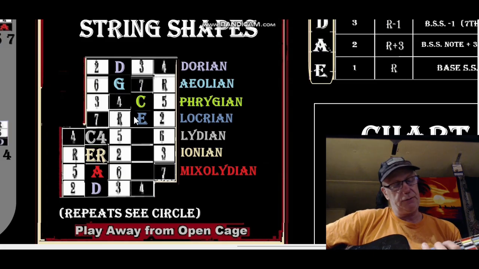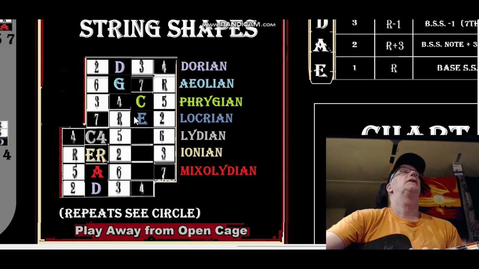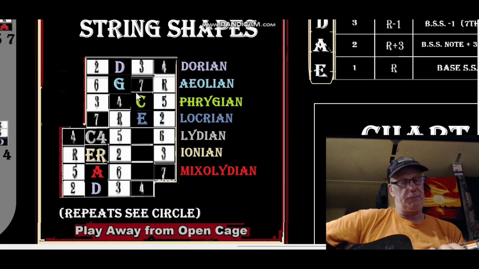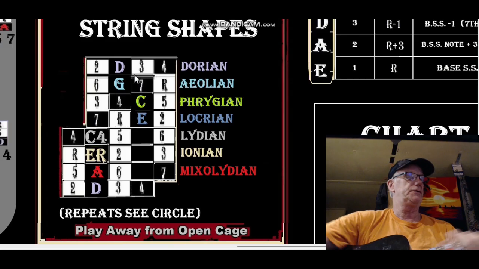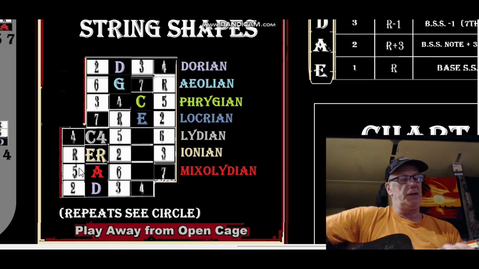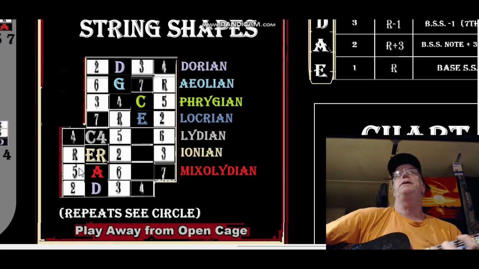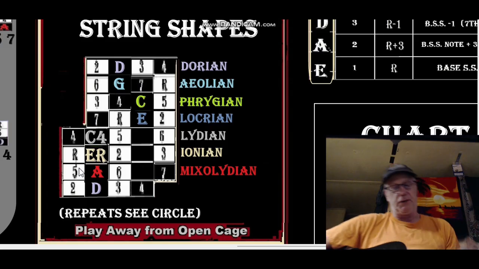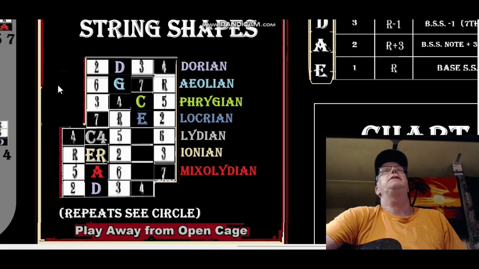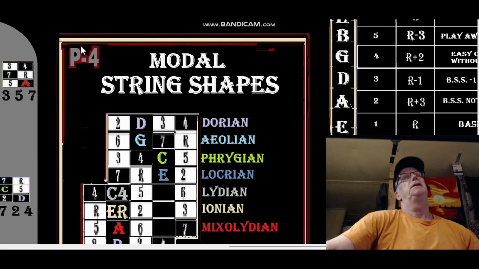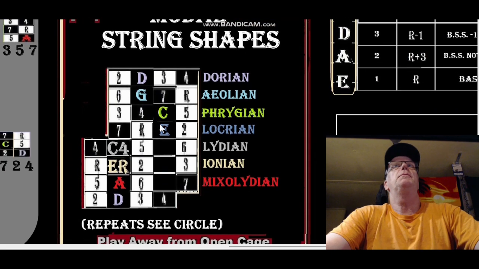Locrian 7 root 2, etc., etc. Phrygian 3, 4, 5. Aeolian 6, 7 root. And Dorian's 2, 3, 4. Alright? And you build them. So if you start on 5, 6, 7, root 2, 3, 4, 5, 6, 7, root 2, 3, 4, 5, 6, 7, root. I didn't adjust for the tuning third because this is in P4. P4 means we don't know where the B string is going to be depending on where we start. But these are the modal string shapes.